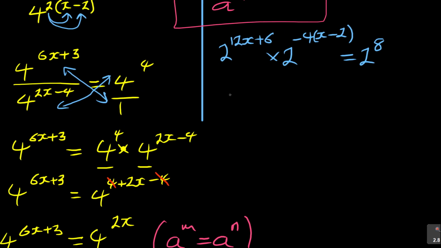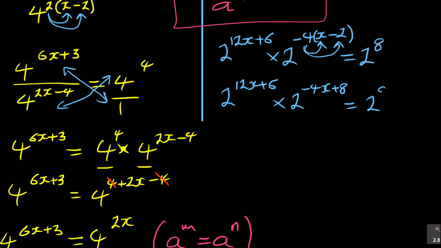It's still fine. Then you've got now 2 to the power of 12x plus 6 times 2 to the power, open also this bracket here, is minus 4 times x is minus 4x, minus 4 times 2 is plus 8, minus 4x. I must maintain the x here. Minus 4 times negative 2 is plus 8, is equal to 2 to the power of 8.